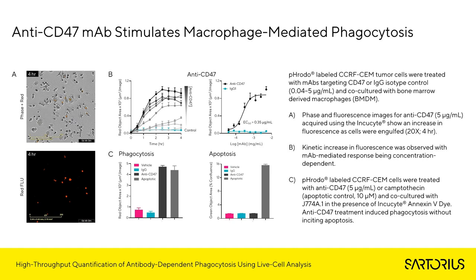To eliminate the possibility of anti-CD47 treatment resulting in target cell apoptosis and inducing efferocytosis, we also performed phagocytosis and cell health assays. Here, Frodo-labeled CCRF-CEM cells were treated with anti-CD47 or camptothecin, which acted as our apoptotic control, and co-cultured with J774A.1 mouse macrophages. We did this in the presence of the InKSight Annexin V dye, and this is a cell health reagent. We found that anti-CD47 treatment induced phagocytosis without inciting apoptosis.